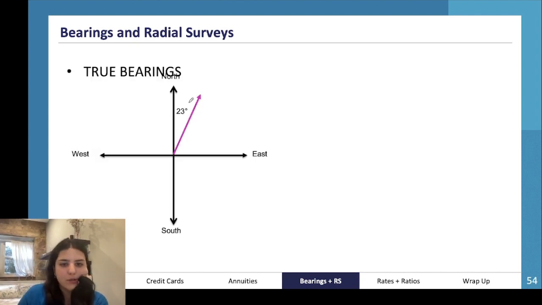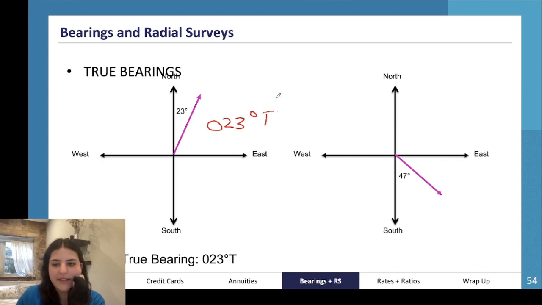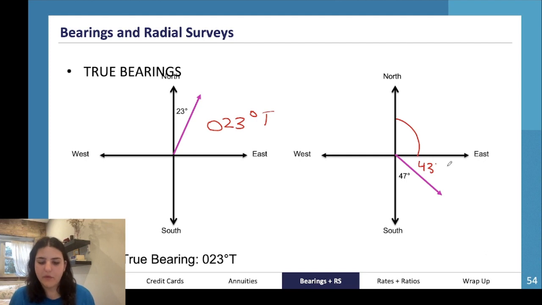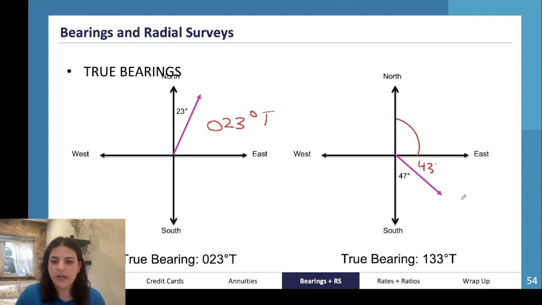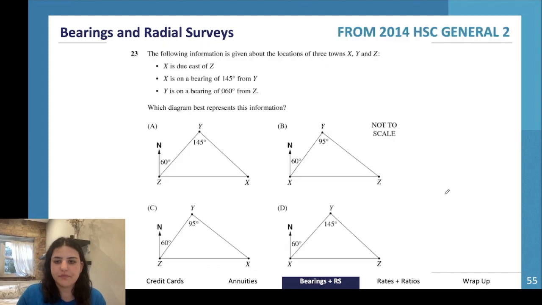We'll have a look at these two. So this one would just be, you always do 3 digits, 023 degrees true, like that. And this one would be 90 plus, this is 47, which means that this must be 43. Yeah, that must be 43. So 90 plus 43 is 133 degrees true.